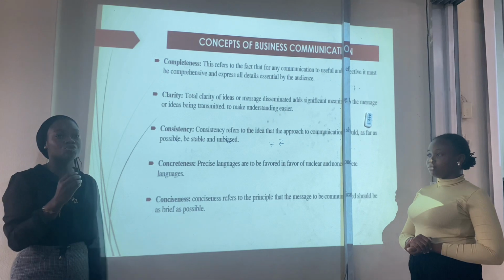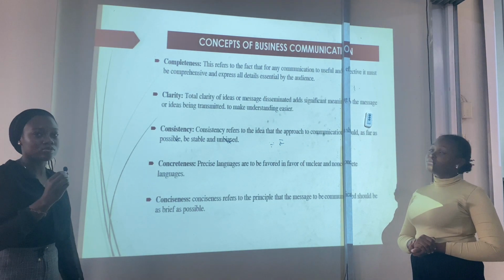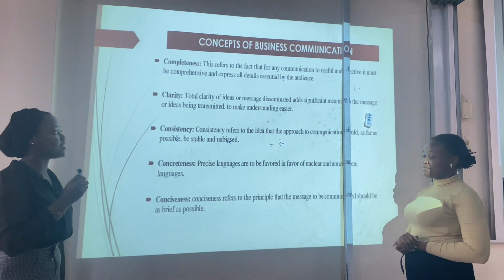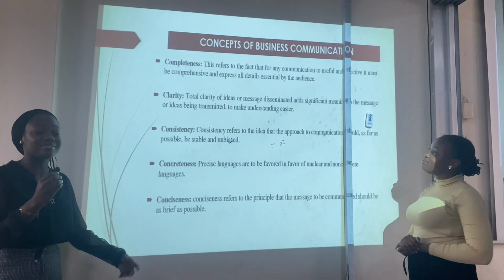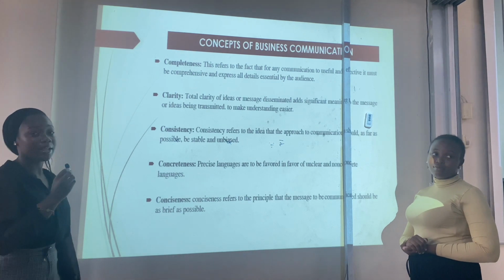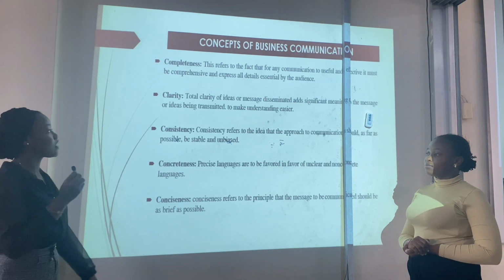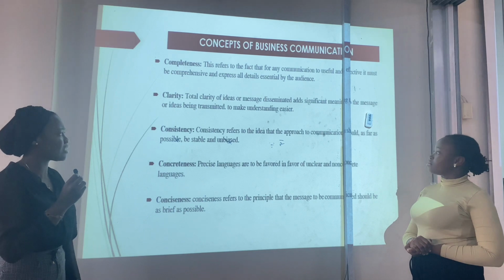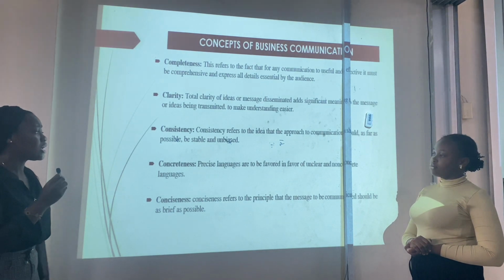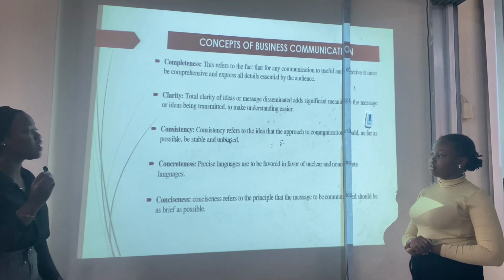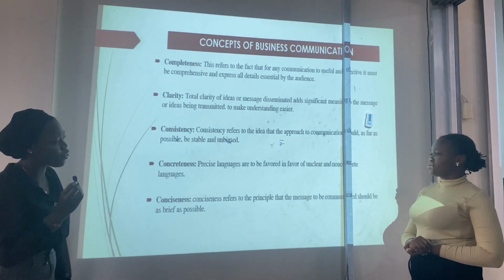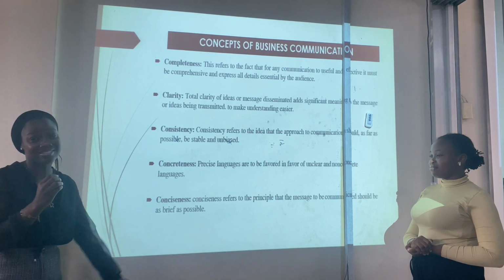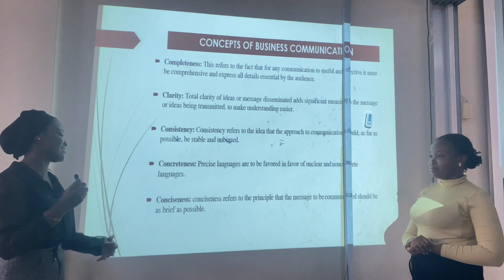Then completeness. For a message to be complete, it must contain the details and information needed to convey the message to the receiver. Then clarity. For a message to be clear, it must not be vague. It must be unambiguous in order to make understanding easier for the receiver. Then consistency. Consistency refers to the idea that the approach to communication should, as far as possible, be stable and unbiased. Then concreteness. Precise language is to be favored over unclear and non-concrete language. It means the message must contain the facts and the true message. Concise.